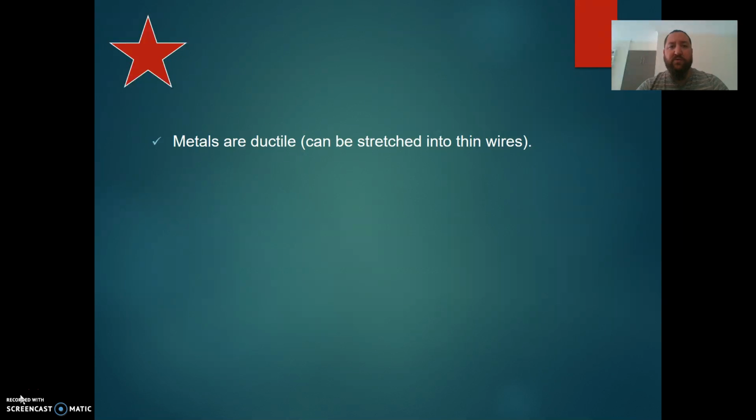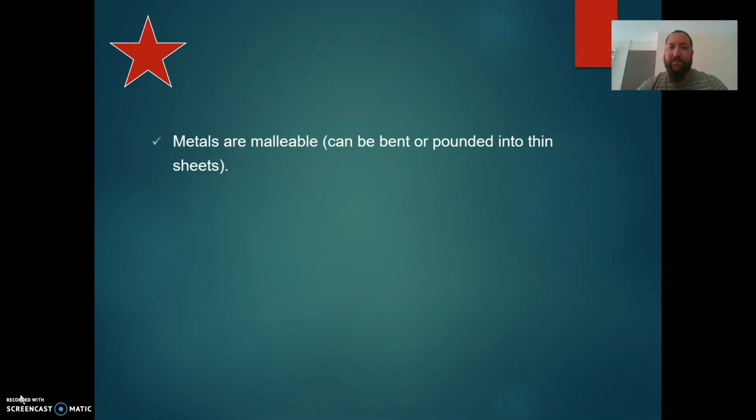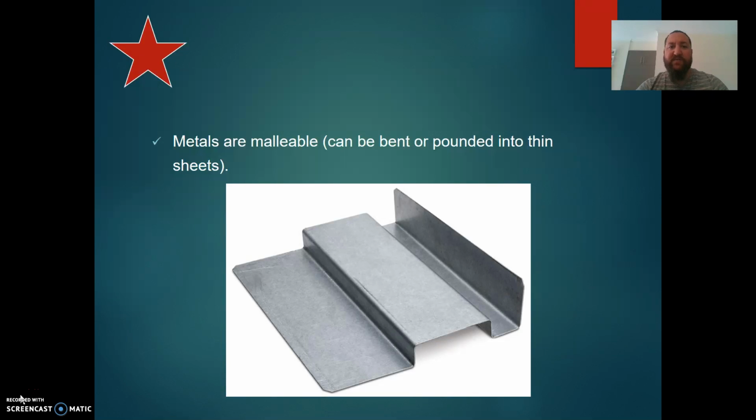Metals are also ductile. This means they can be stretched into thin wires, which once again makes them more useful for us. Because we can shape them how we like, it allows us to do things with them that we wouldn't be able to if they had to stay as big blocks. Metals are also malleable. Now this is quite similar to being ductile, but this time it means that we can bend them or pound them flat into sheets. Once again, this makes them much more useful because we can shape them and turn them into whatever it is that we want.